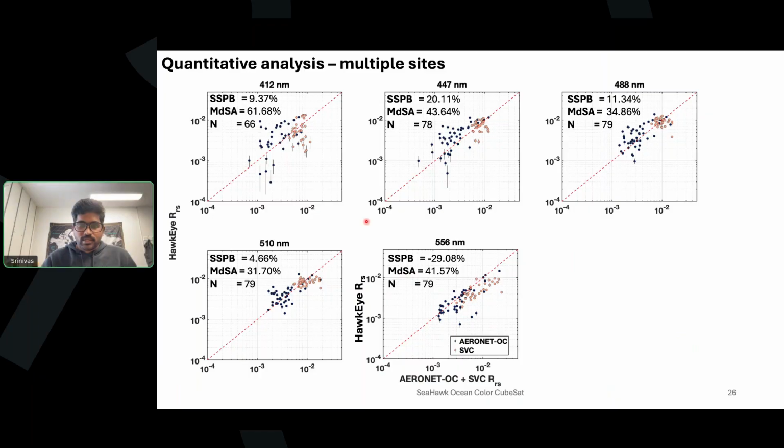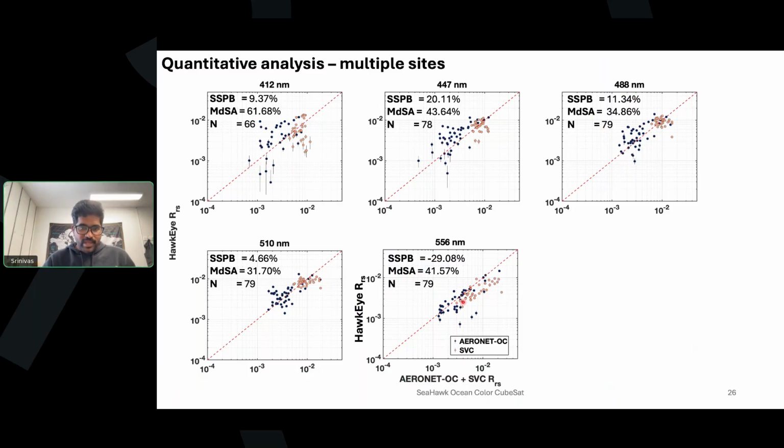One of the important points that we found was that in the blue-green to green region, which is 488, 510 and 556, the Hawkeye data, which is on the y-axis, agrees well with the in situ data that was collected, with lower bias and higher accuracy. But at 412 and 447, which are the blue wavelengths, we observed a higher discrepancy, as we can see from the spread from the 1:1 line. So these have higher errors, from 61 to 43, as compared to these three wavelengths.